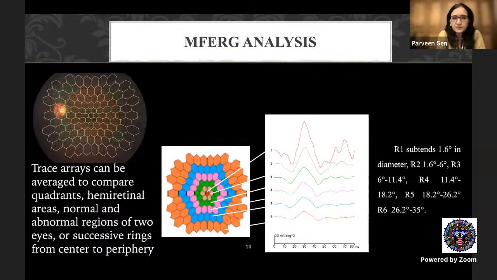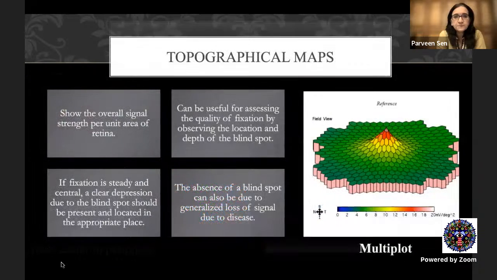You may not remember this, but you can remember this especially when you are looking for HCQ toxicity. You will realize that the central ring may be spared, yet the perifoveal and the parafoveal rings are more commonly affected. So this gives you the distribution of disease, which is a very important function of multifocal ERG.